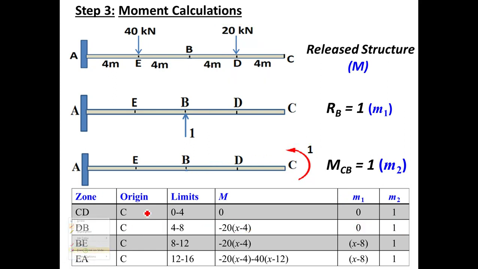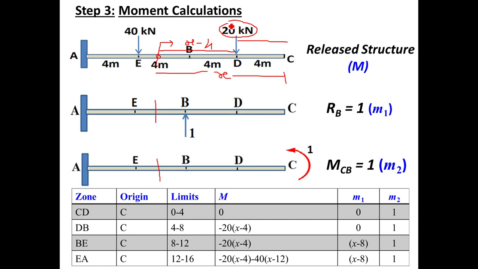Now if you take a section in the third zone of all three figures, the distance of this section from the origin is x. So this is x distance. We are taking a moment here, and observing the right portion of this section, there is again a point load of 20 kilonewton. The perpendicular distance of this point load is this distance. So again from x, if we minus 4, we'll get this distance. So it is x minus 4 again.